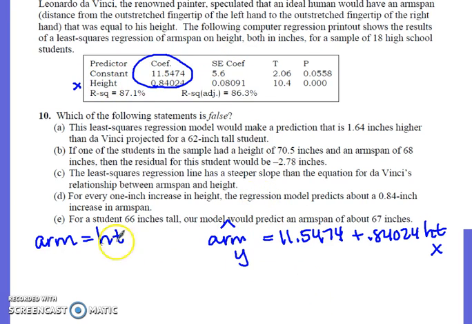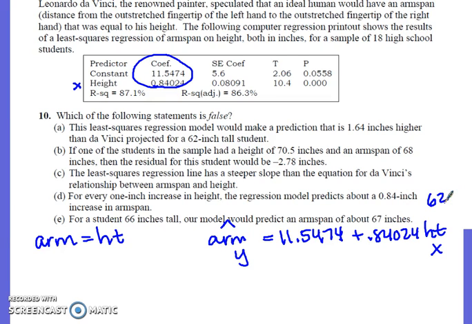So that's the difference. This was his little equation. That's what he thought, arm span just equaled height. This is what we found, that arm span equals this formula based on our 18 samples. So, which of the following statements is false? The least squares regression model would make a prediction that is 1.64 inches higher than Da Vinci projected for a 62-inch tall student. So for a 62-inch tall student, I'm going to plug in 62.